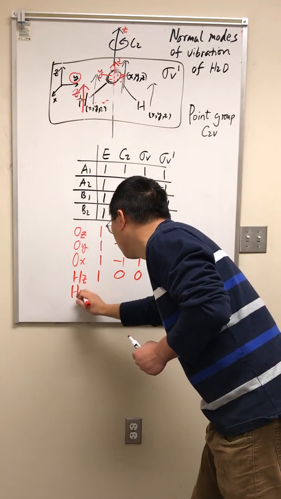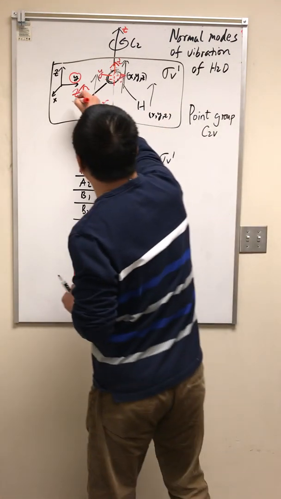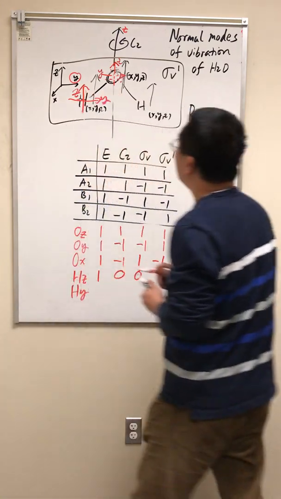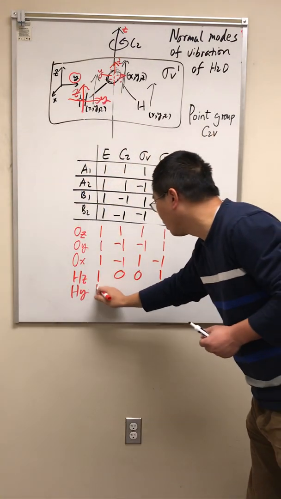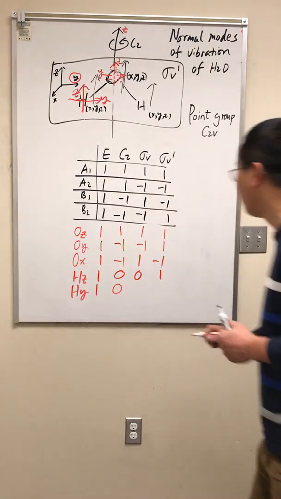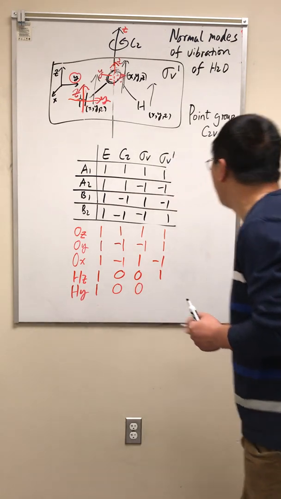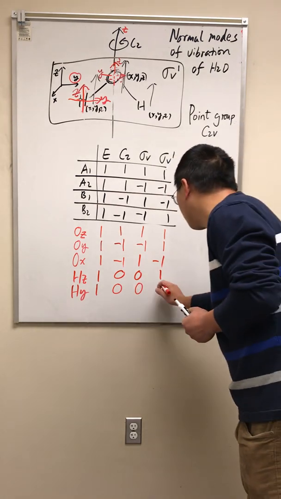And then we're going to do the hydrogen atom moving in the y direction. So we're going to draw the arrow here. If we do nothing, the character is 1. If we rotate it, it's out of the original position, that's 0. If we do sigma v, again, it's 0. And if we do sigma v prime, it's 1.